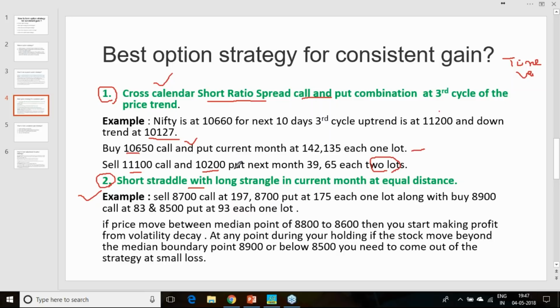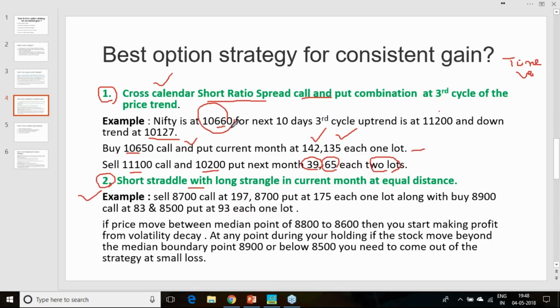By this process, what happened? I received 40 rupees premium here. I spent 142. I received 130 premium here. I paid 135 here. So if there is a gradual up move or a gradual down move for a period of 5 or 10 days, and because the market will never be consistent, if it still remains at 10,660 for the coming 10 days, you may not be making any profit.